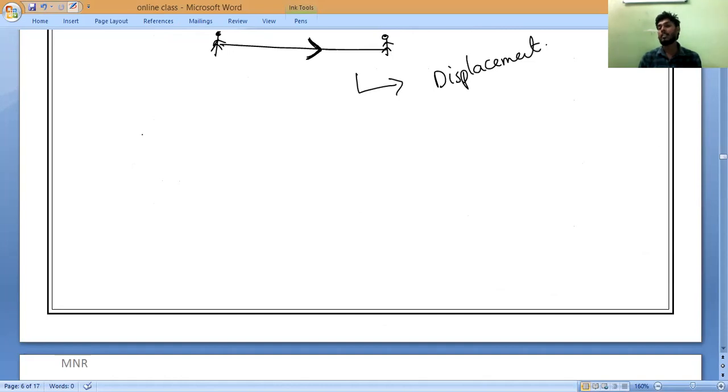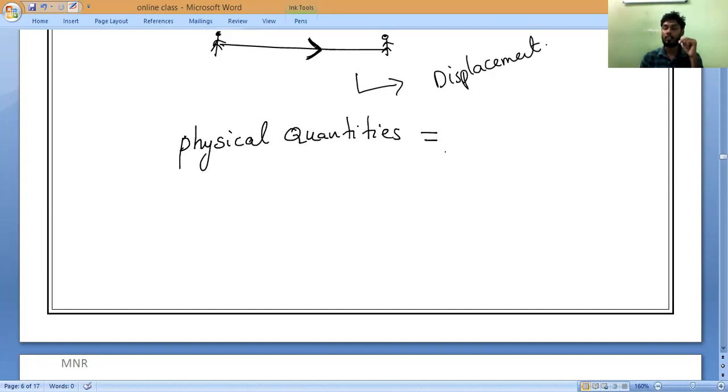Like distance and displacement, there are time, mass, length, volume, temperature. Have you heard these words? Yes, sir. All these we call physical quantities. If you take any physical quantity, it is a product of two things. One is magnitude, and another is called unit.